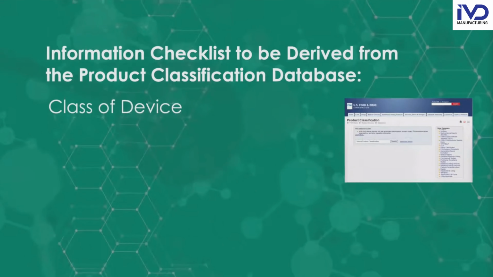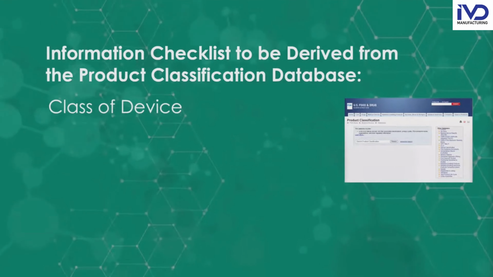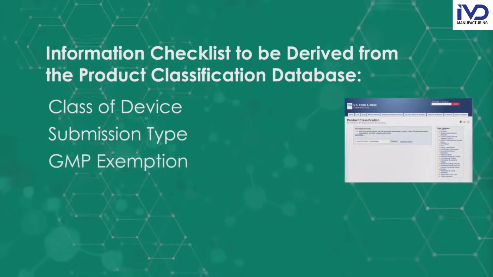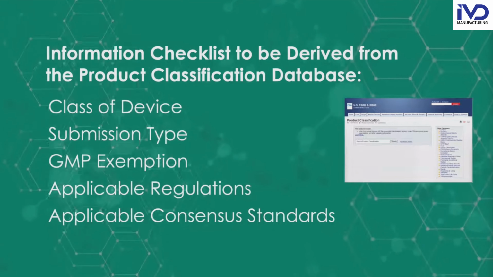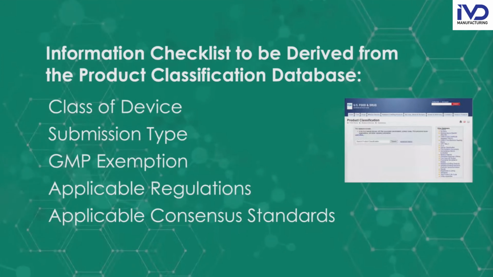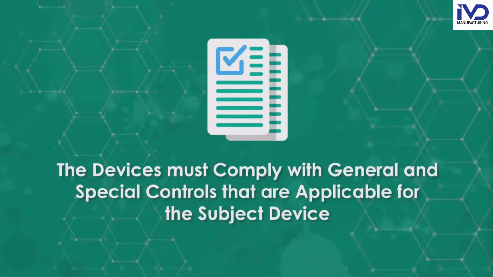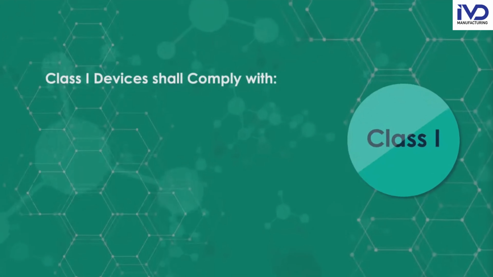What you need to do is go to the website of the USFDA, know your class of the devices as per the information checklists, and find the submission type, the GMP exemption, the applicable regulations, applicable concerns, and the standards. The devices must comply with the general and the special controls that are applicable for the subject devices.